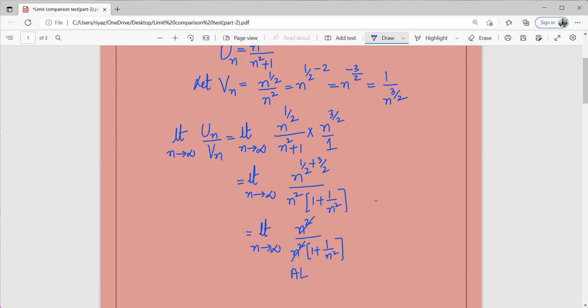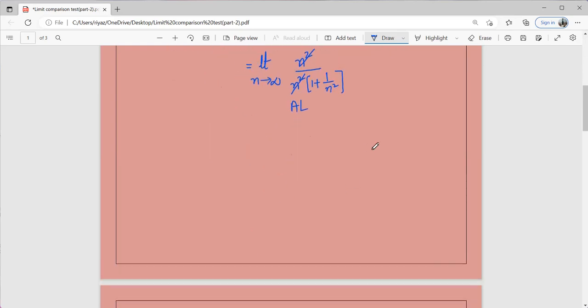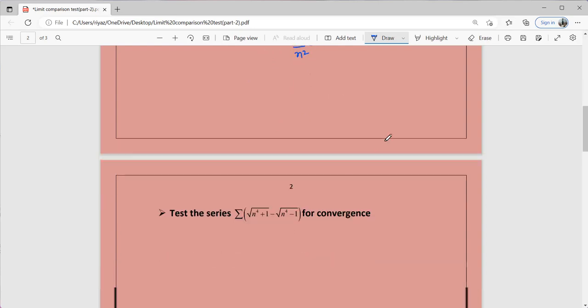Later on, we can just apply the limit. Apply the limit means what? Wherever 1 by n is there, we can put 0, as well as wherever 1 by n square is there, we can put 0. If you want, I will write it once again: as n tends to infinity, 1 by n tends to 0. 1 by n means n power 1 tends to 0, and 1 by n square also becomes 0. So these two values become 0. Then what is left?